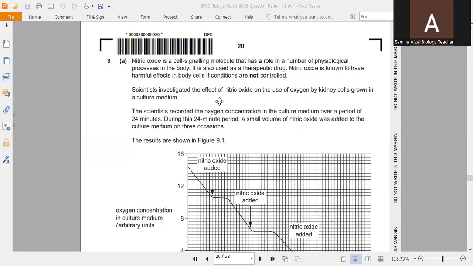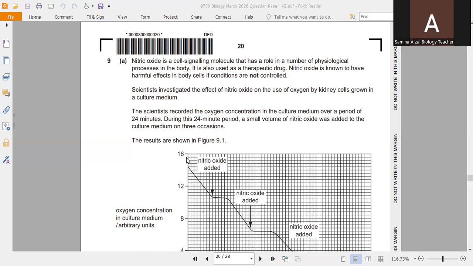Nitric oxide is a cell-signalling molecule that has a role in a number of physiological processes in the body. It is also used as a therapeutic drug. Nitric oxide is known to have harmful effects in body cells if conditions are not controlled. Scientists investigated the effect of nitric oxide on the use of oxygen by kidney cells grown in a culture medium. The scientists recorded the oxygen concentration in the culture medium over a period of 24 minutes. During this 24-minute period, a small volume of nitric oxide was added to the culture medium on 3 occasions. The results are shown in figure 9.1.